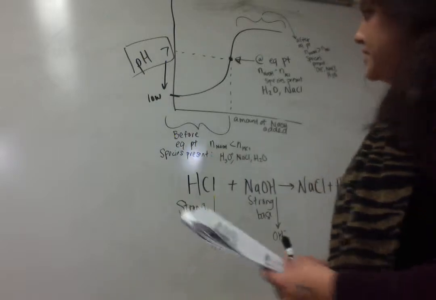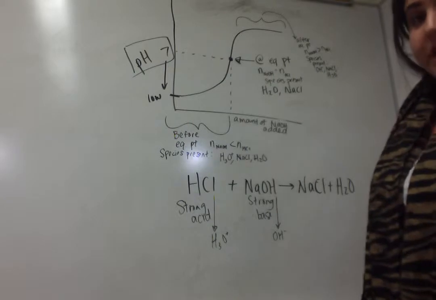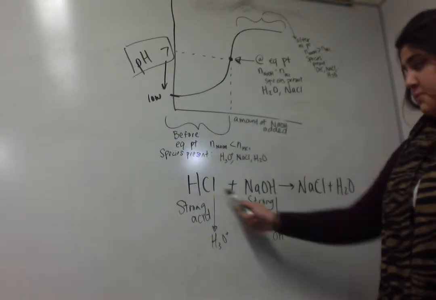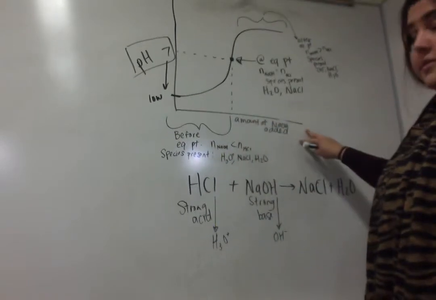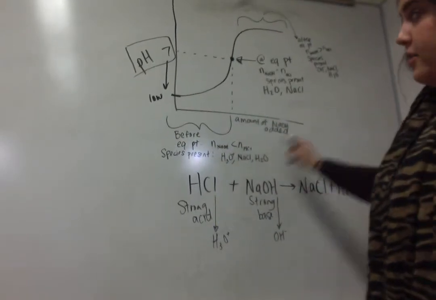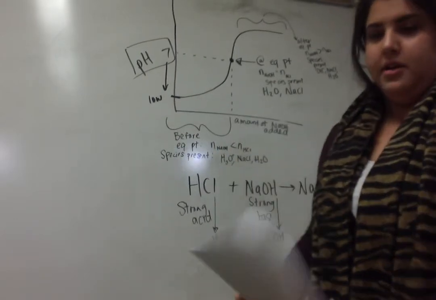All right, so to continue, I have my strong acid, strong base titration curve. Again, a strong acid is being titrated with a strong base. On my x-axis, I have amount of sodium hydroxide added, and on my y-axis, I have my pH. Again, I start at a low pH.